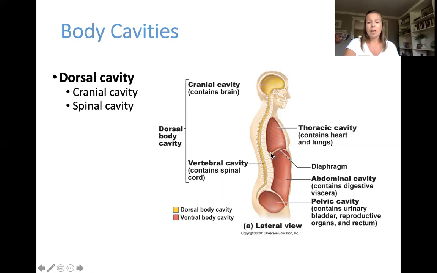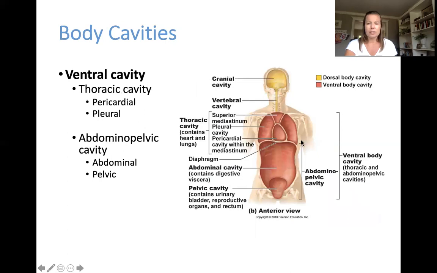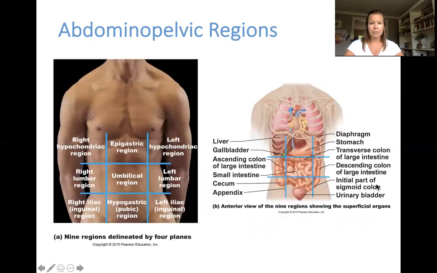And then the diaphragm is what separates the thoracic cavity from the abdominopelvic cavity. I'm going to go to the next picture so you can see this a little bit more clearly. So here's the diaphragm. The thoracic cavity is divided into a few more subdivisions. There are the two pleural cavities, which contain the lungs, and the pericardial cavity, which contains the heart. And then here, this entire thing is the abdominopelvic cavity, separated into abdominal and pelvic cavities. And you can see the organs that are contained within each section there.